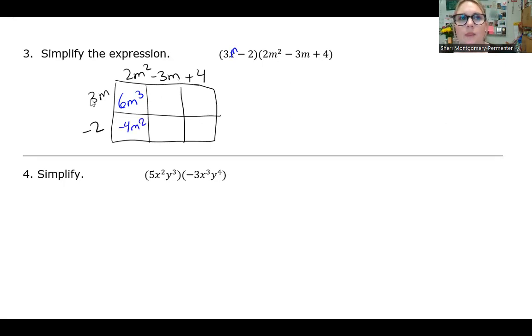Up here, 3 times -3 gives me -9, and I have 2 m's. So -9m squared. Negative times a negative is going to be a positive. 3 times 2 is 6. And there's an m. 4 times 3 is 12. And there's an m.